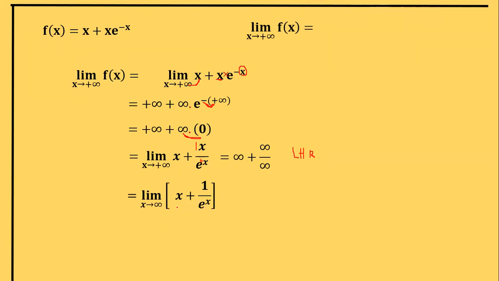And now I will replace x by infinity. E to the power infinity is infinity. Number divided by infinity is equal to 0. Infinity plus 0 gives infinity.